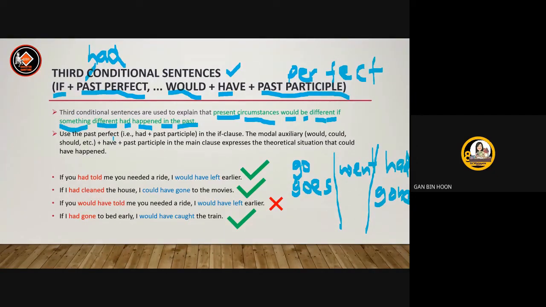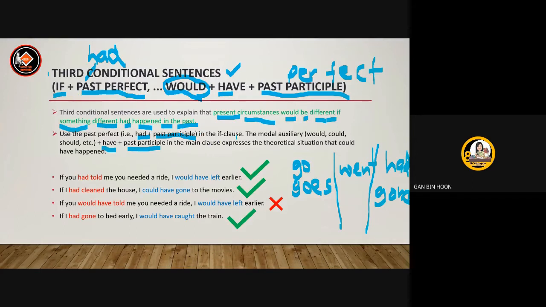Okay, I repeat, use the past perfect here. Had plus past participle in the if clause. If clause bermaksud ayat yang ada if. And then the modal auxiliary would, could, should, etc. This one, okay? You can use would, could, should, and then campur dengan have, campur dengan past participle in the main clause. Okay, I explain lah.